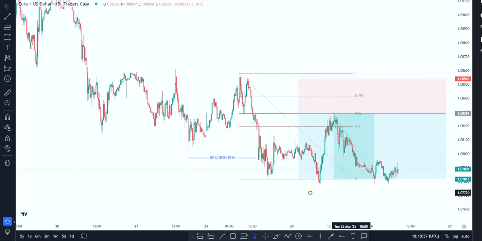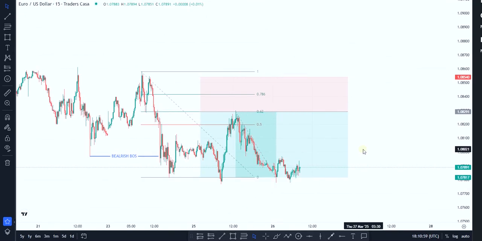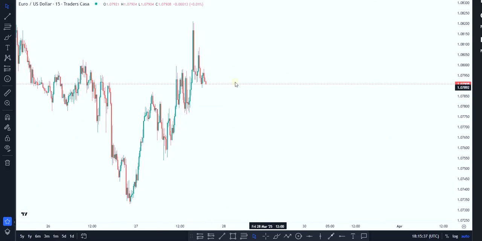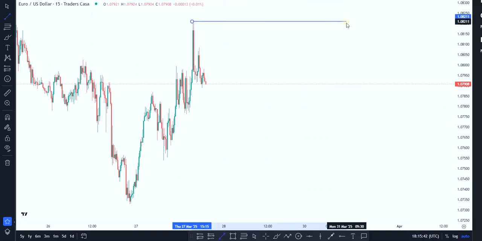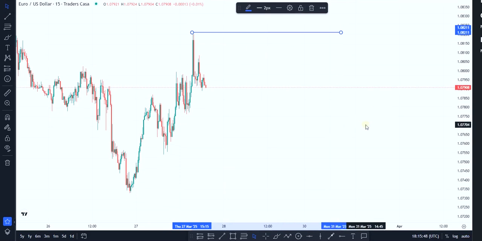So this is an example of a downtrend. Let me show you guys an example of an uptrend, and how it plays out too. Let's see how this one goes. We have a high, right? If price can break above this high, that means we are in an uptrend, right?